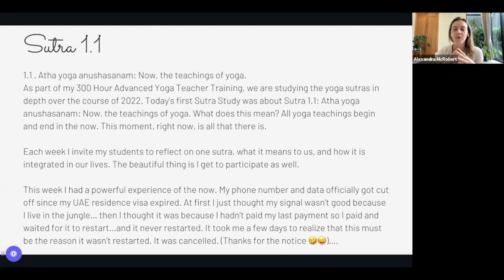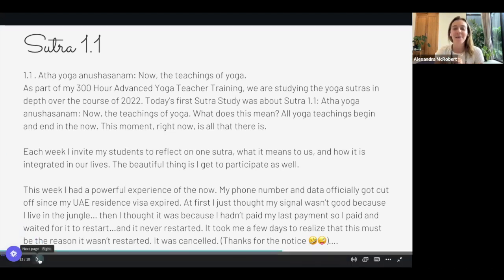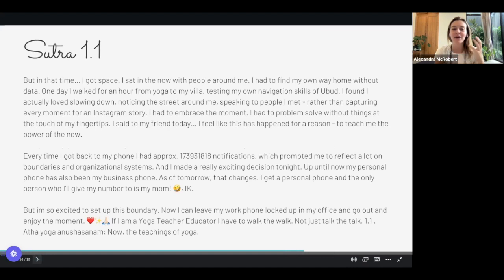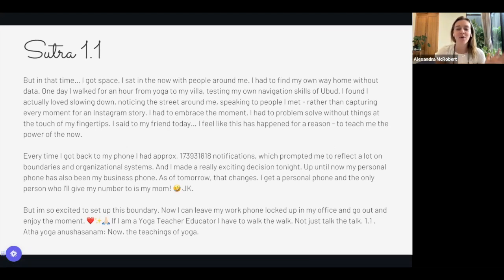And so the reflection that I was having when I wrote this, it was a year ago, and my phone had shut off and it wasn't working in Bali. As a result, I ended up really experiencing the moment. Like I walked for an hour from my yoga class to my villa. Because my phone wasn't working, I was able to slow down and notice the street around me and speak to people. And I had to embrace that moment. And that was the teaching of the power of yoga.